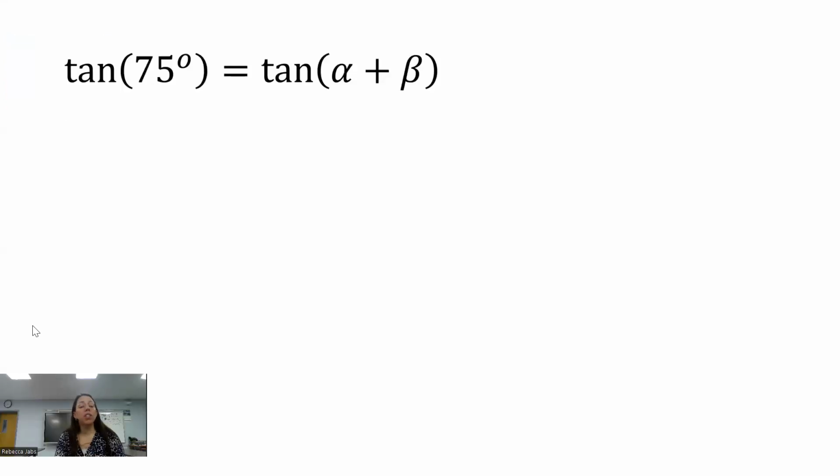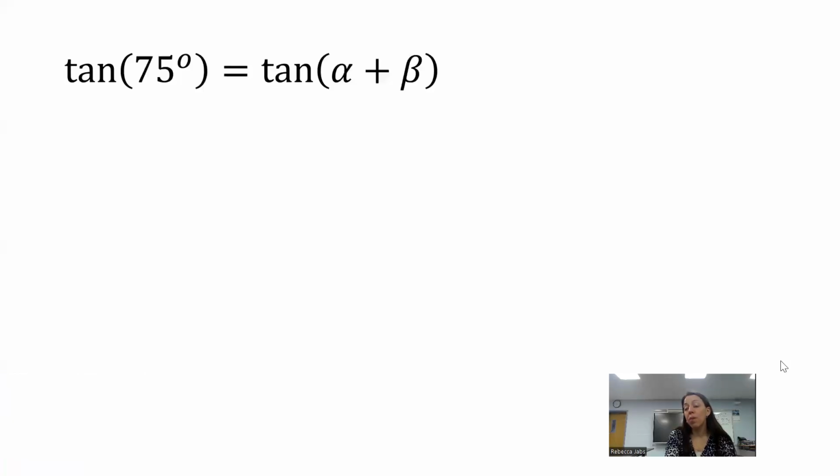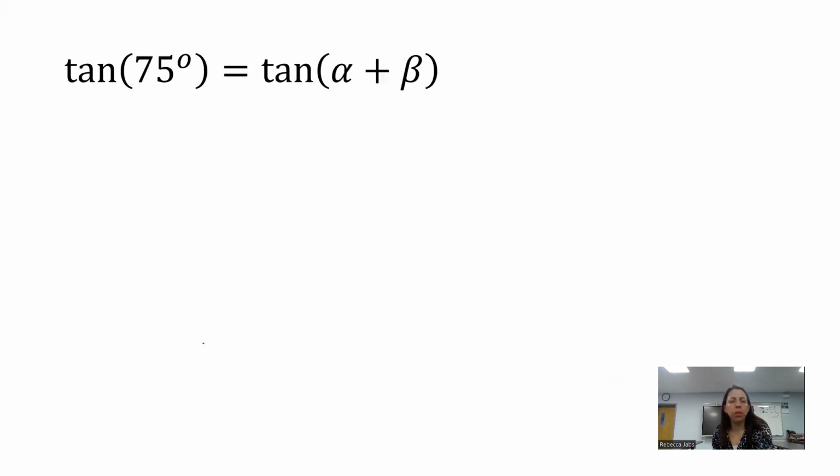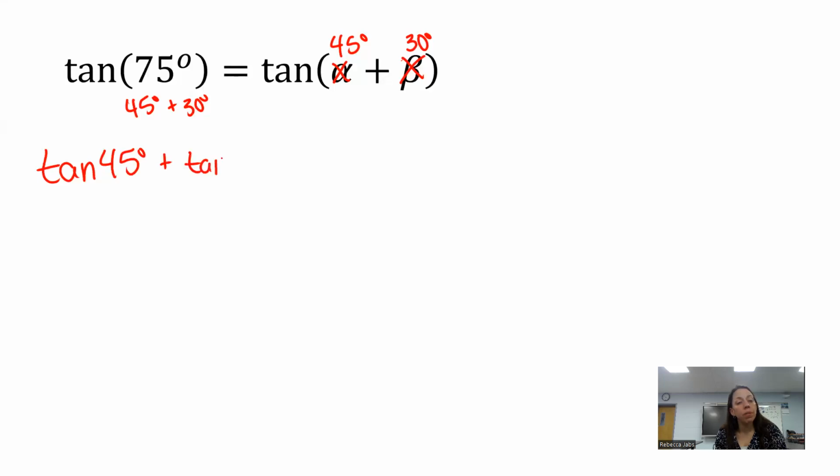So tangent of 75. We could go through and we could try to figure out what things are what, but it's going to work the best if I just go through this first example. So let's look at this. The tangent of 75, of course, we could do 30 and 45. But the way I started to write it, we're going to pretend we're doing 45 for alpha and 30 for beta. Okay, so if you need to look back up at your formula, we're going to add again in the top. So we're going to write the two tangents added in the top. And then we're going to subtract in the bottom.